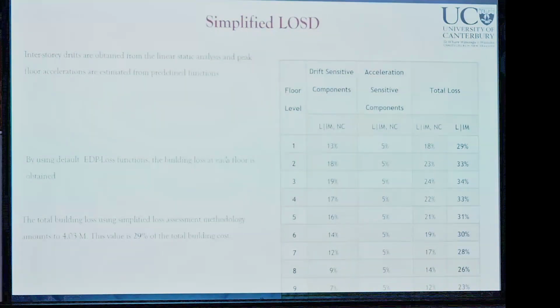Having the linear responses of the building, we can also calculate the interstory drifts, and using the EDP loss functions, we can calculate the loss at each story level. Again, this exercise has been done, and eventually the loss of the building at MCE level has been estimated to be 29% for this particular example. So again, this value is very close to what we got from the nonlinear response history analysis.